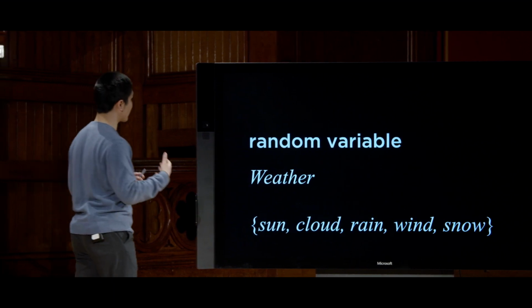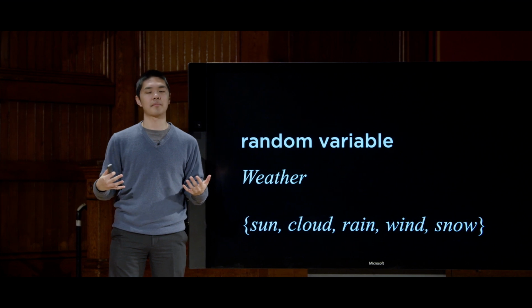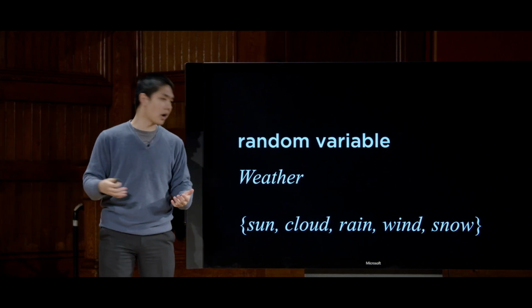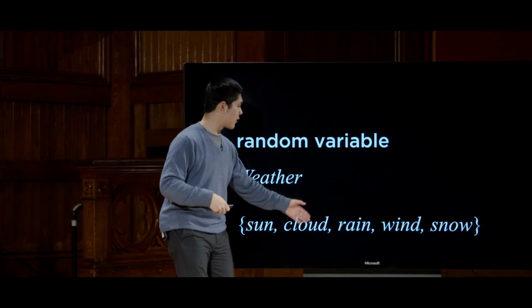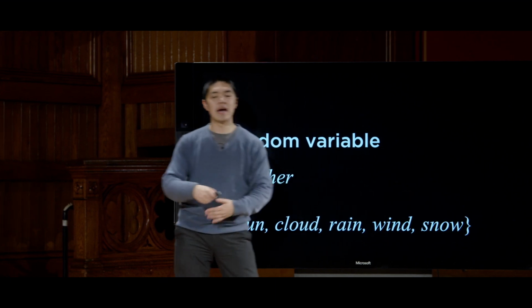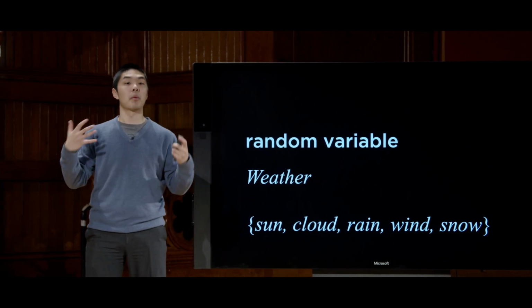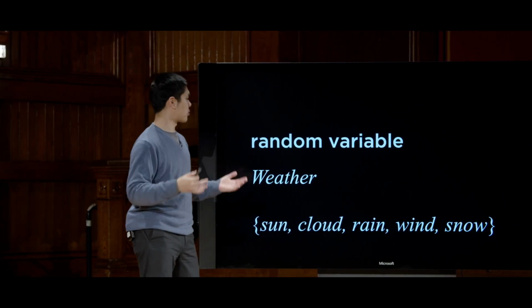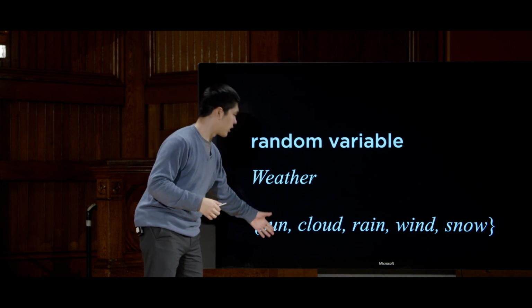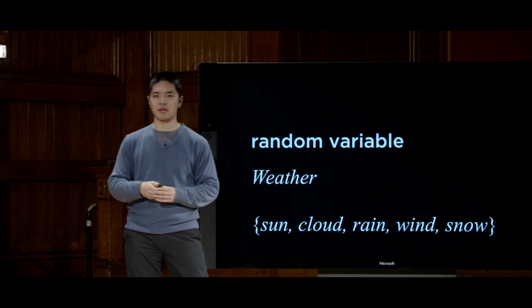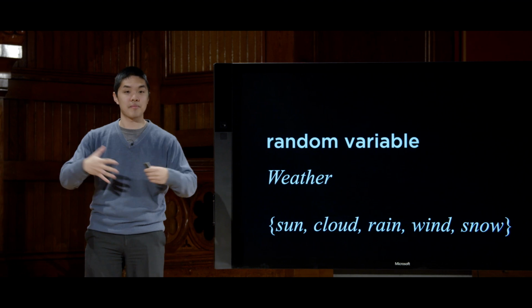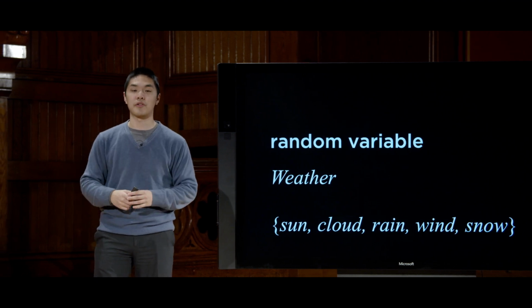For example, I might have a random variable to represent the weather, where the domain of values it could take on are things like sun or cloudy or rainy or windy or snowy. And each of those might have a different probability. And I care about knowing the probability that the weather equals sun or that the weather equals clouds, for instance. And I might like to do some mathematical calculations based on that information.